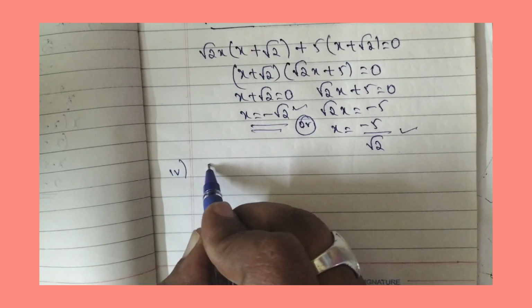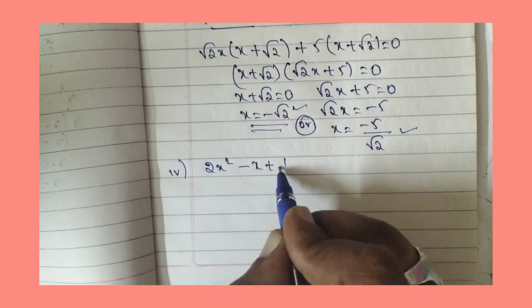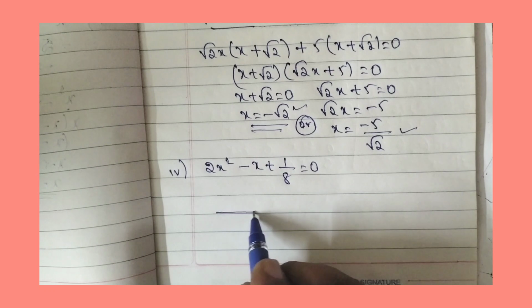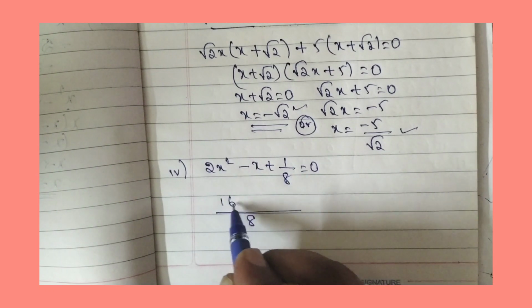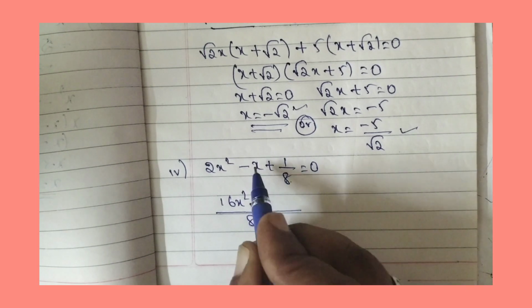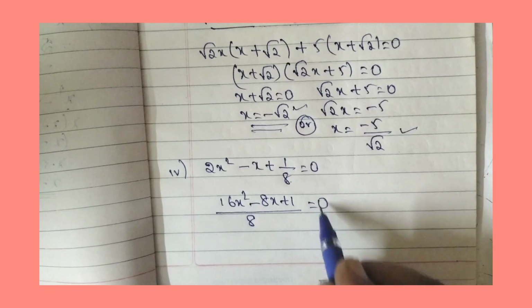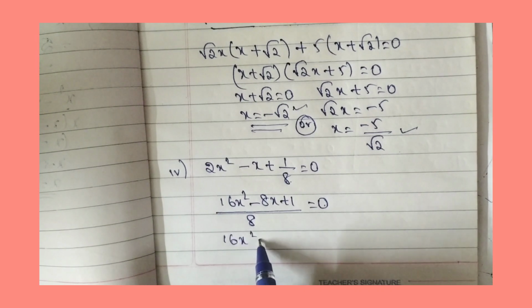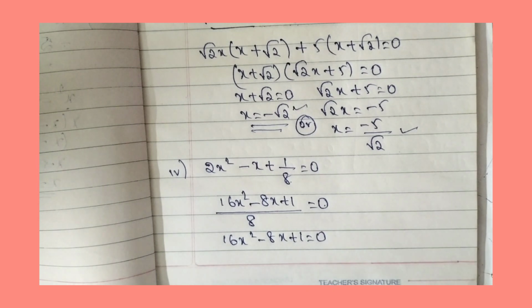In question number 4, they have given 2x² − x + 1/8 = 0. Now take 8 as the LCM: 8 × 2x² is 16x², minus 8x, plus 1, equal to 0. Multiply 8 on the right side, 8 zeros are 0. Now what is remaining? 16x² − 8x + 1 = 0.